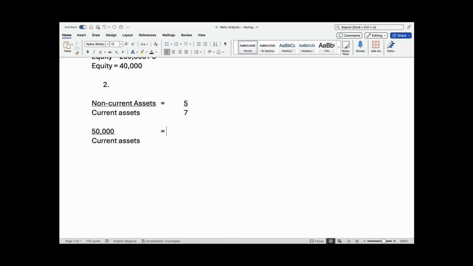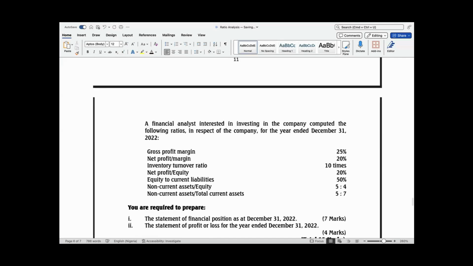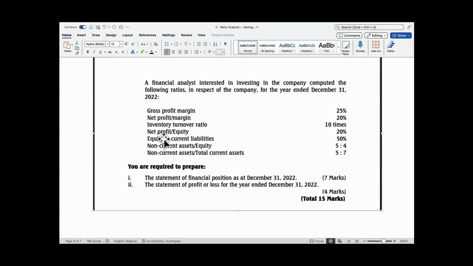equal to 5 divided by 7. Then my current assets will simply be 350,000 divided by 5. So what's my current assets? 70,000. So I've gotten my current assets. I can move up. I can get my current liabilities also, because I was given equity to current liabilities to be 50%.